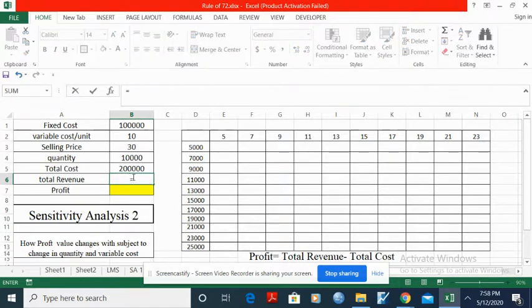So how do you calculate total revenue? Total revenue equals selling price per unit times total quantity. Total quantity is 10,000, so we get 3 lakh rupees. The profit is total revenue minus total cost. We'll get 1 lakh rupees.